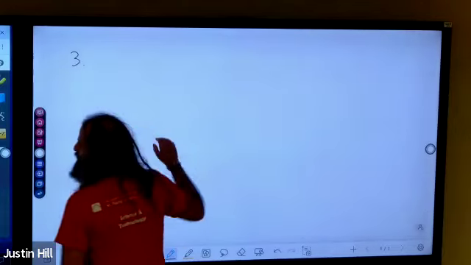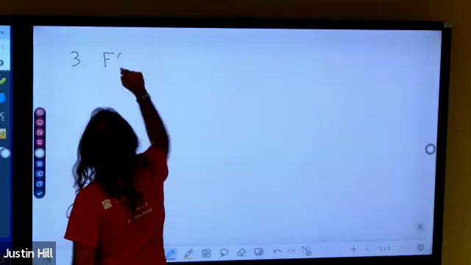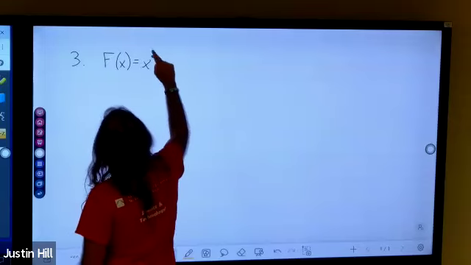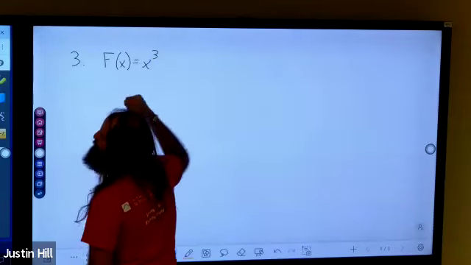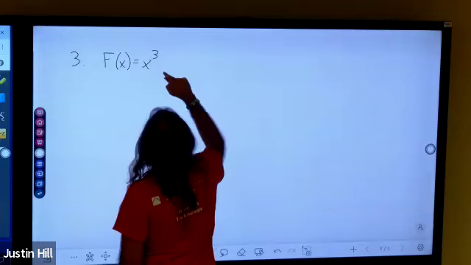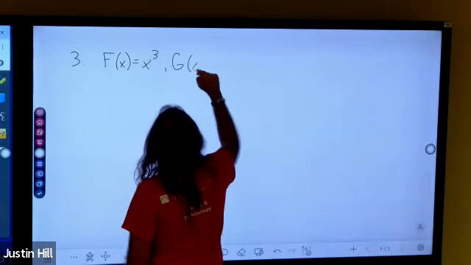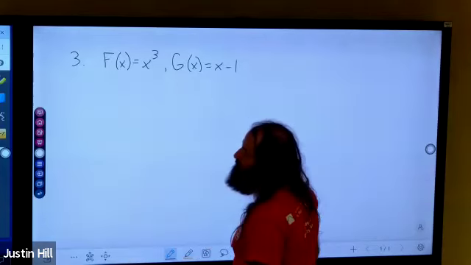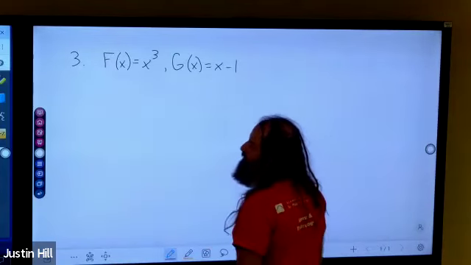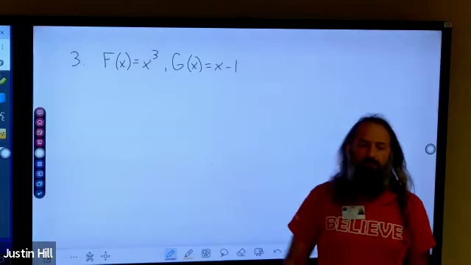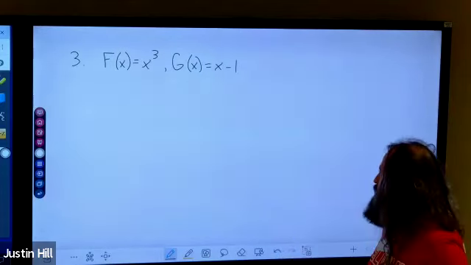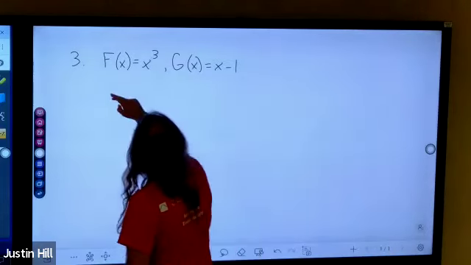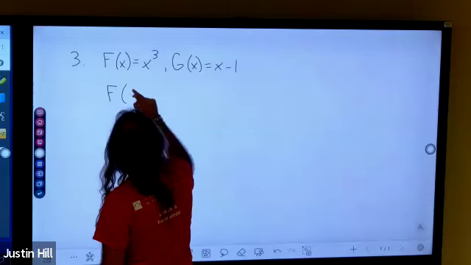All right, so in 3 here, capital F of x is x cubed. Capital G of x is x minus 1. And we want f compose g and g compose f for each real number x. So now f compose g.